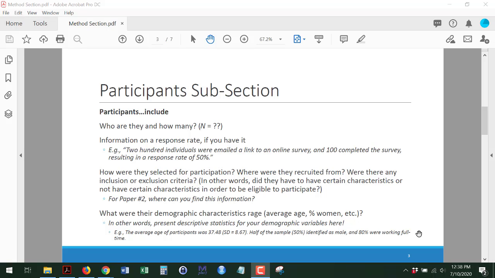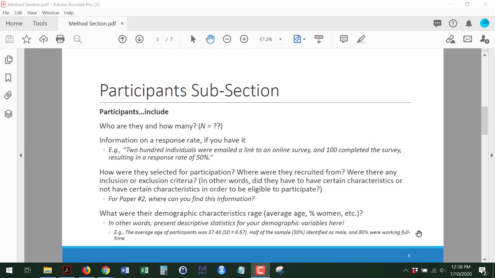You also want to include how the participants were selected to be in your study. Where were they recruited from? For instance, did they come from a specific organization? Did they come from a school? Were advertisements posted in any specific locations? Were there any inclusion or exclusion criteria? So what does that mean? In other words, did they have to have certain characteristics or not have certain characteristics in order to be eligible to participate?